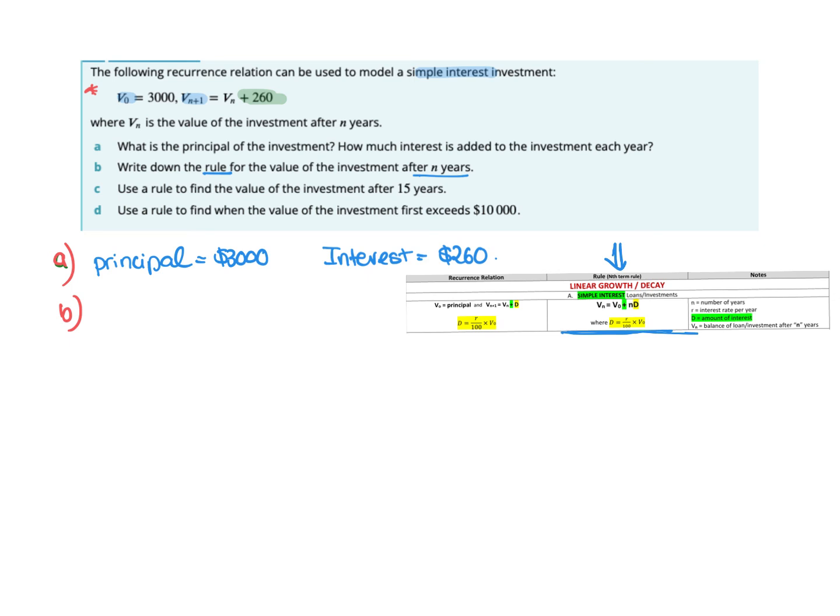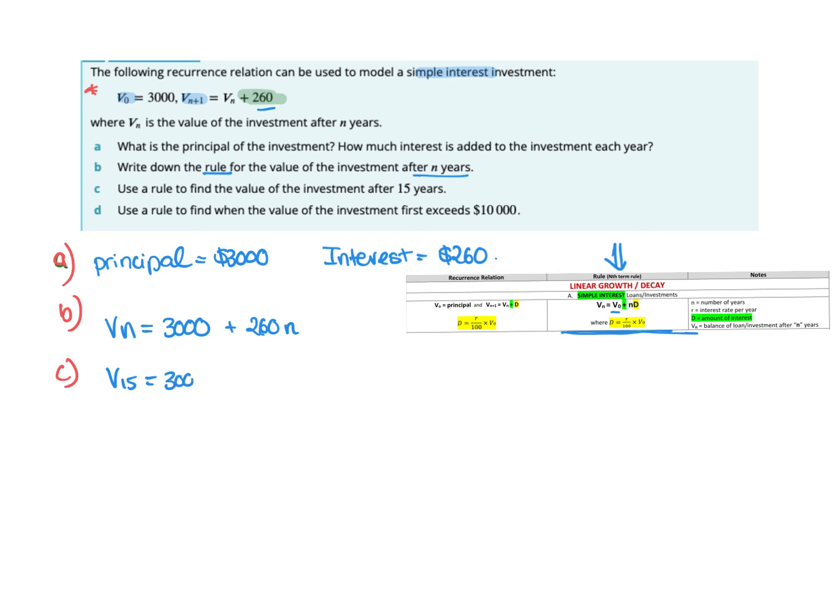So I can see here I've got to write Vn equals, now I've got to put the V0, which in this case is 3,000, and then I've got to go plus n times d. In this case, d is 260, so I go 260n. So there's the nth term formula. Then in question C, it says use the rule to find the value after 15 years. So that would be V15.